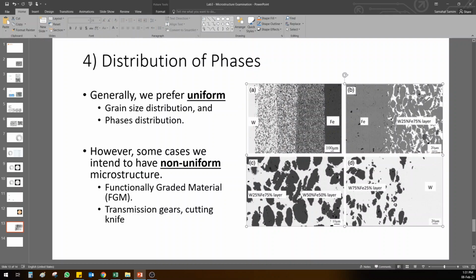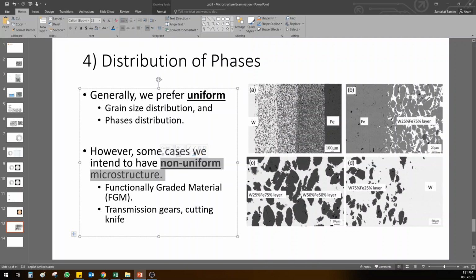They are here because sometimes in an application where you're using the steel, you need something very hard on the surface and soft inside. For example, the gears or the cutting knife, you need the tip to be very hard and the inside to be very soft. So it depends on the application. Sometimes non-uniform microstructure distribution is what you need.